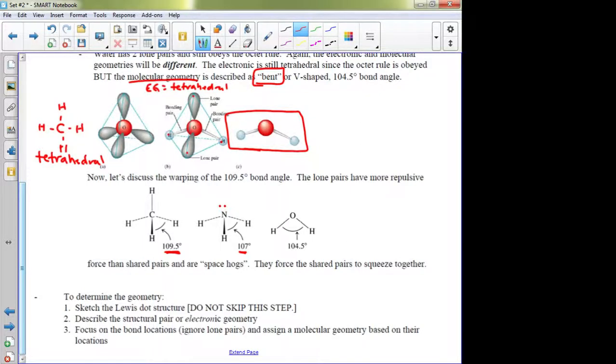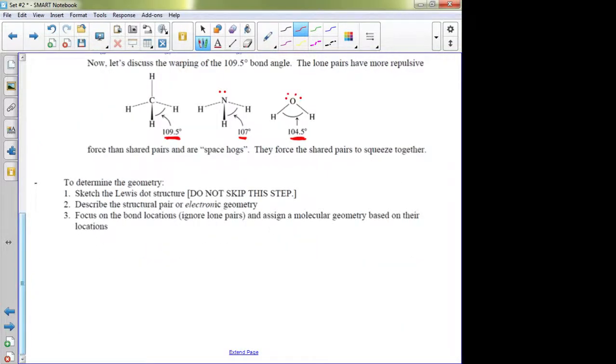And then look what happens when I add 2 lone pairs to my bond angle. It decreases even more, because now I'm pushing those hydrogens down even further. Do we see that? Yes? We got it.